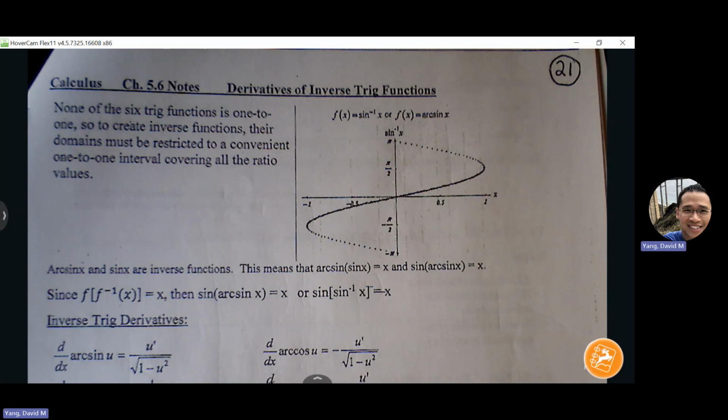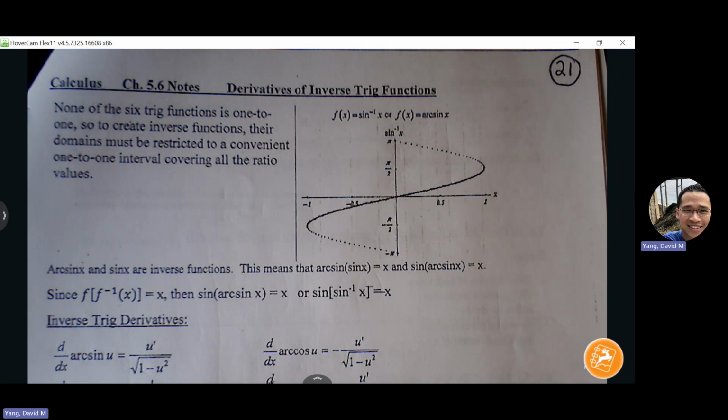Right. Yeah, let me just read through the notes here. It says none of the 6 trig functions is 1-to-1. What that means is that with a trig function, our graph is continually going to repeat, which means that it will not pass the horizontal line test, which means that its inverse will not be a function because the graph will do this, right? It's like taking a function and kind of flipping it sideways, basically.